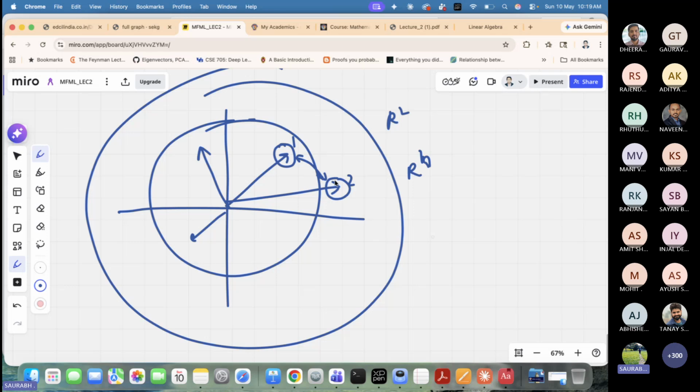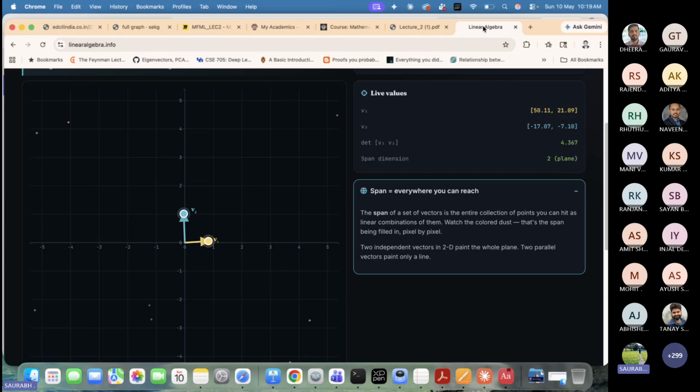And if they are dependent, then you have already seen what would happen. They cannot span the entire space. You see this, right? This is the only line that they can go to. So you cannot move beyond them.